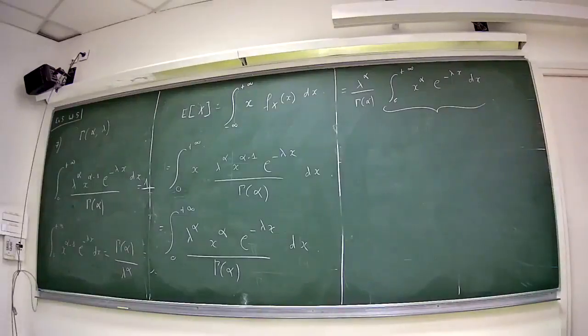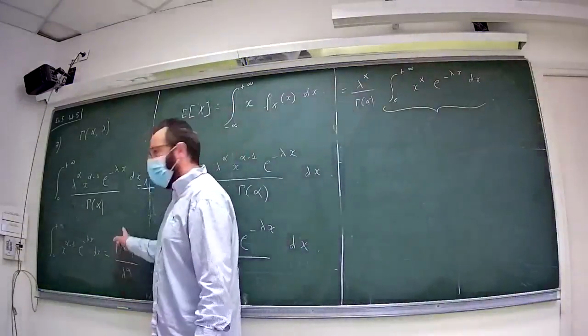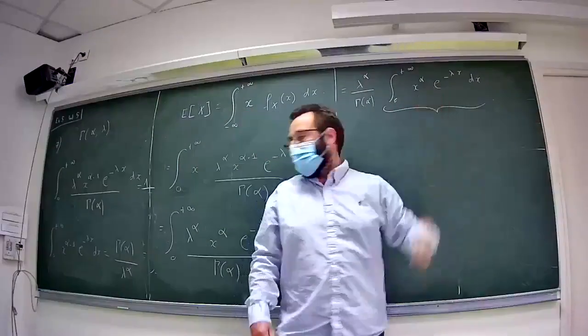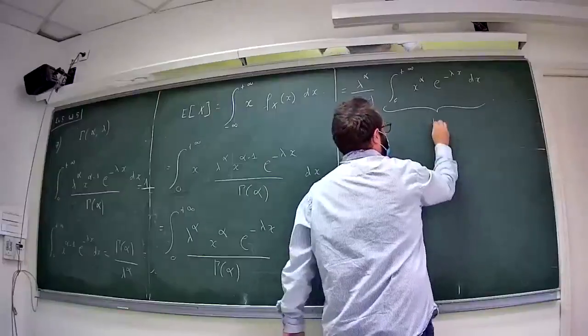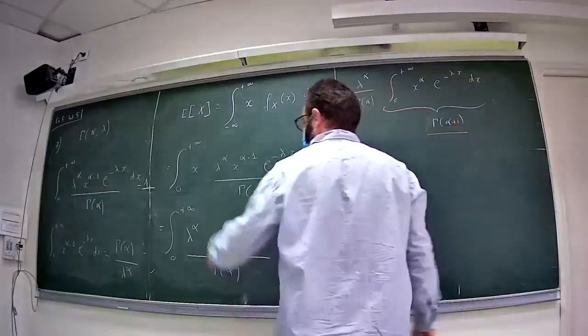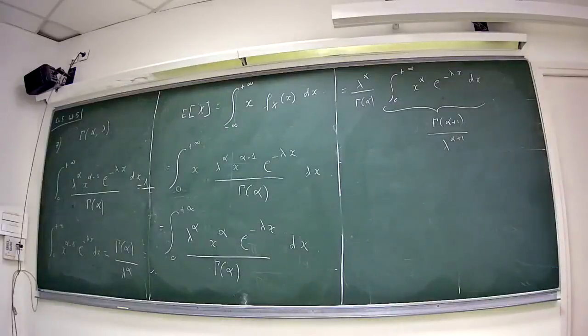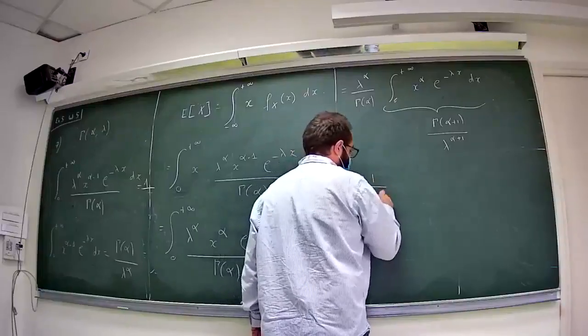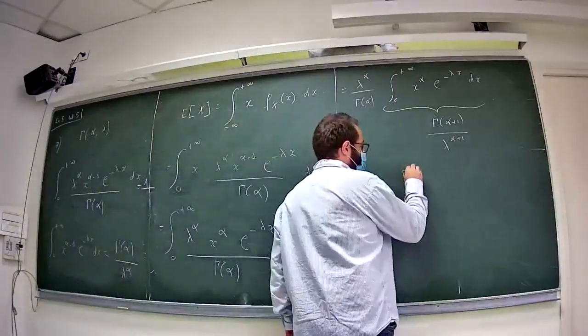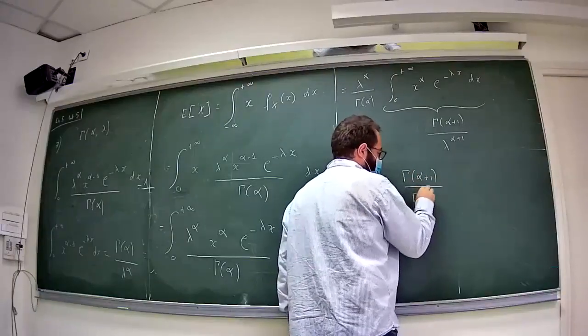And what is this one? I use the formula in red. I obtain my integral in white from the formula in red if I replace alpha by alpha plus 1. If I replace alpha by alpha plus 1 in this formula, I make exactly this term appear. And so I obtain gamma of alpha plus 1 over lambda to the power alpha plus 1. And now it's finished, I can just simplify the lambda. Lambda to the power alpha divided by lambda to the power alpha plus 1 is just 1 over lambda. And then it remains gamma of alpha plus 1 over gamma of alpha.